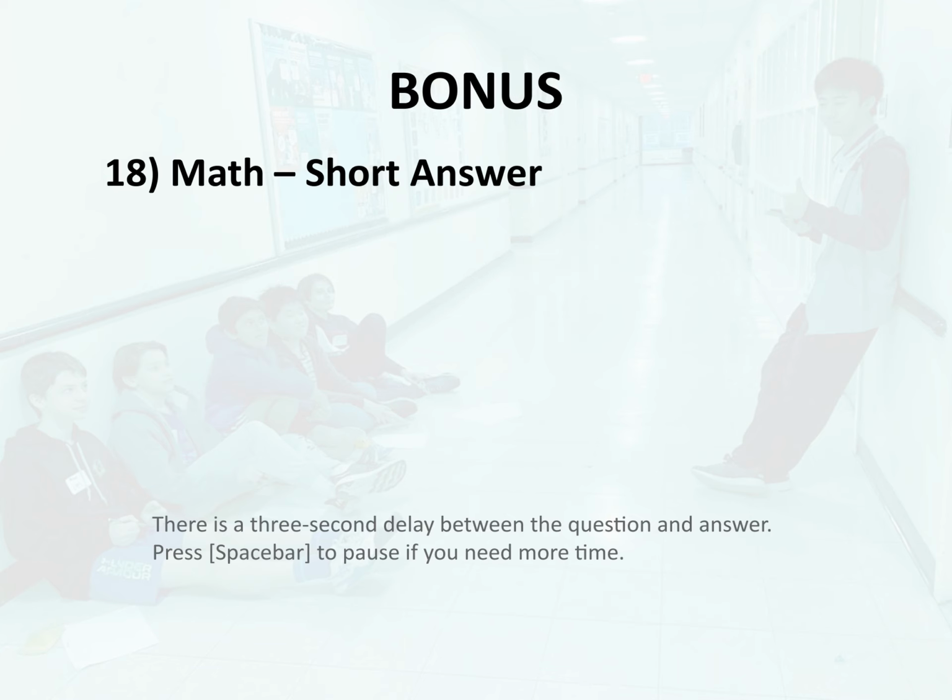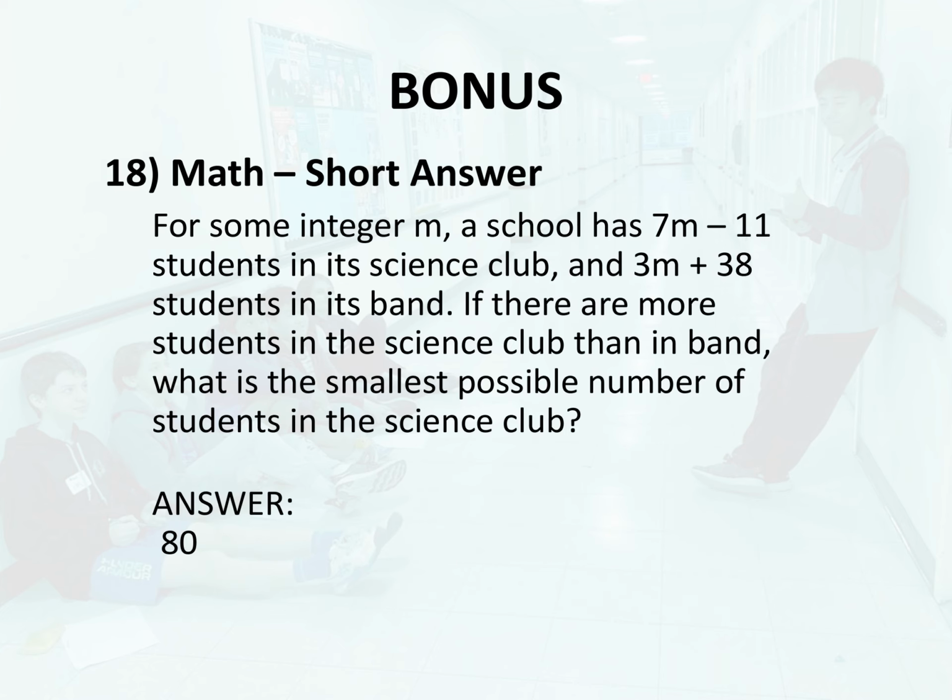Bonus 18. Math, short answer. For some integer m, a school has 7m-11 students in its science club, and 3m plus 38 students in its band. If there are more students in the science club than in band, what is the smallest possible number of students in the science club? Answer 80.